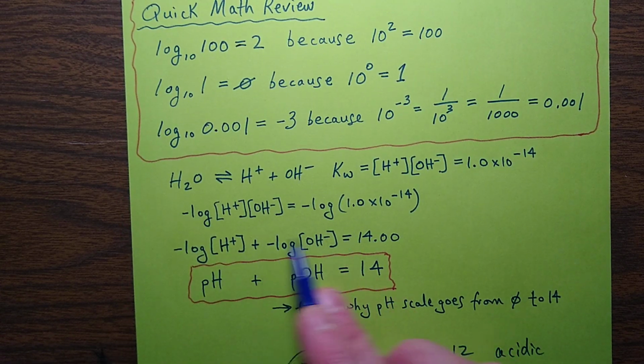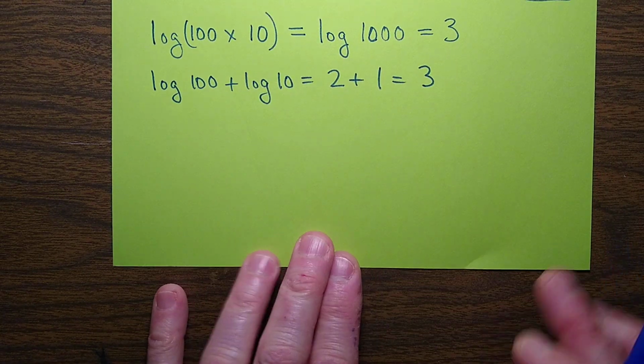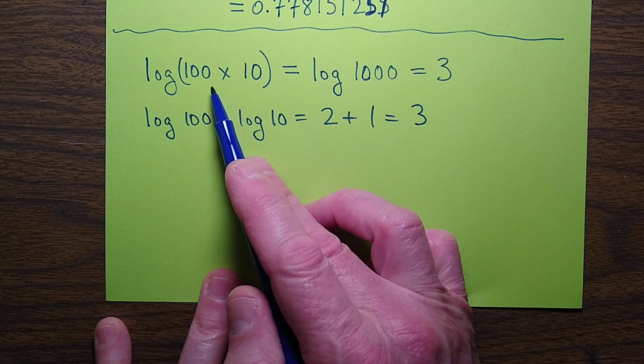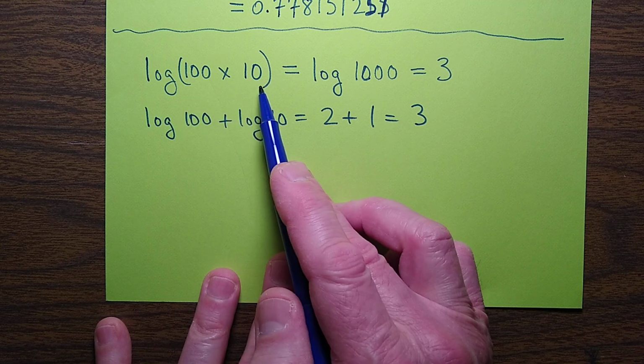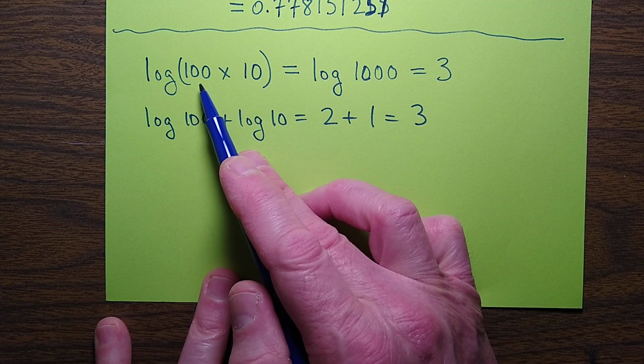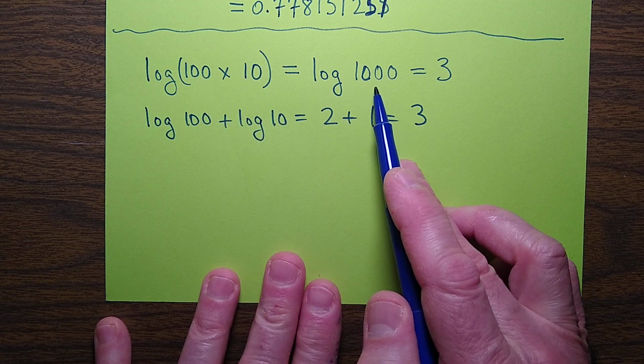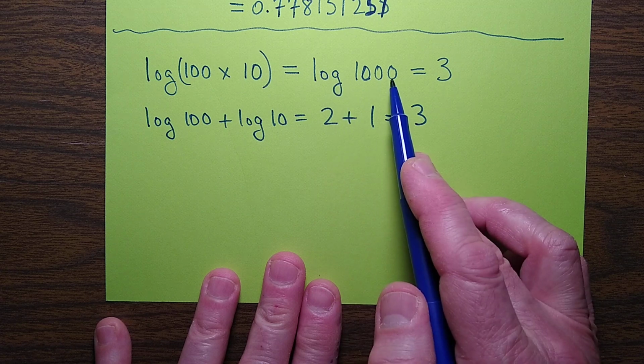Now, if you don't believe me that this is true, I'll show you a very simple way to prove it to yourself. Just take, for instance, this number here, the logarithm of a product, 10 times 100. Well, we know 100 times 10 is 1,000, so this is the same as saying the log of 1,000. Well, what is the log of 1,000?